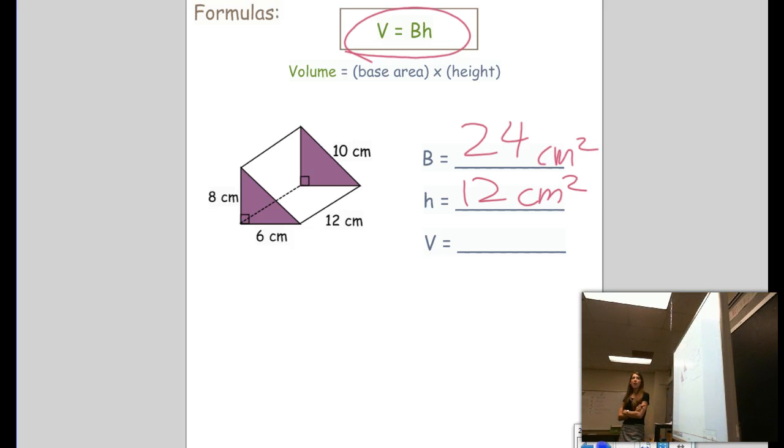12. So the volume is base times height, 24 times 12. 288. It's actually the same as the lateral surface area, but that's a coincidence. That doesn't happen every time. Centimeters cubed.